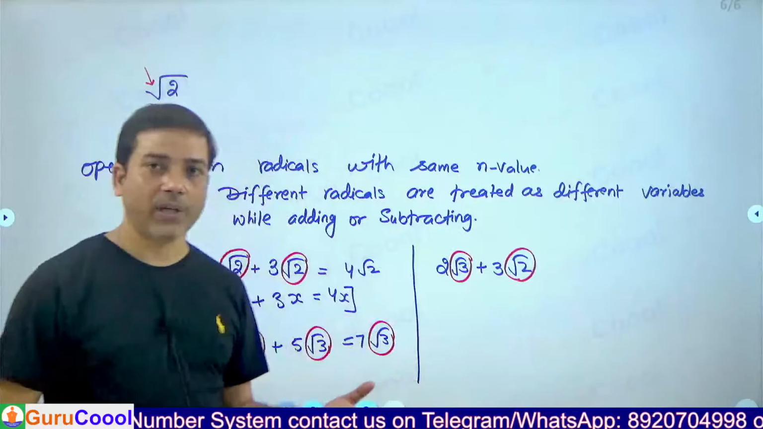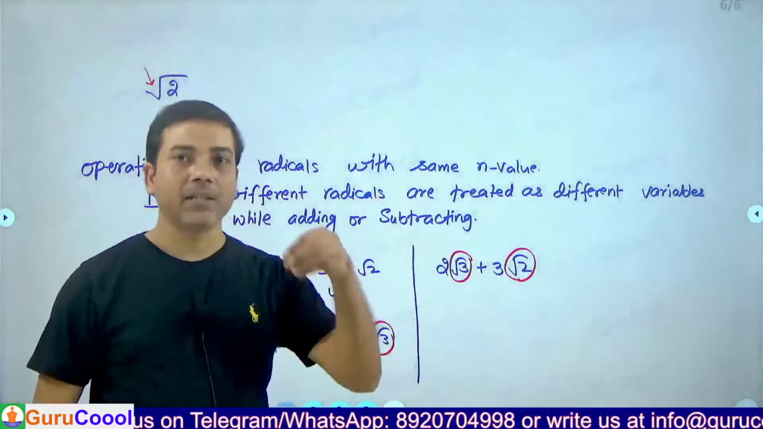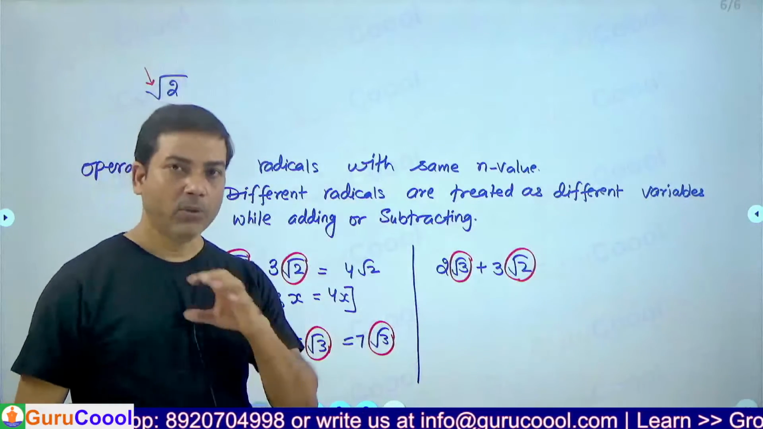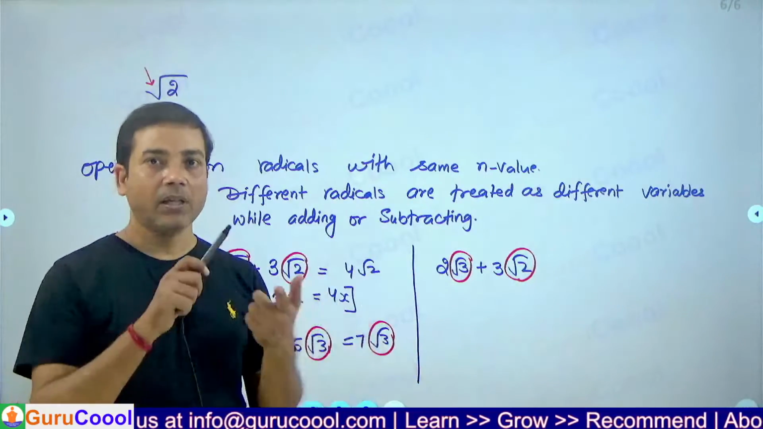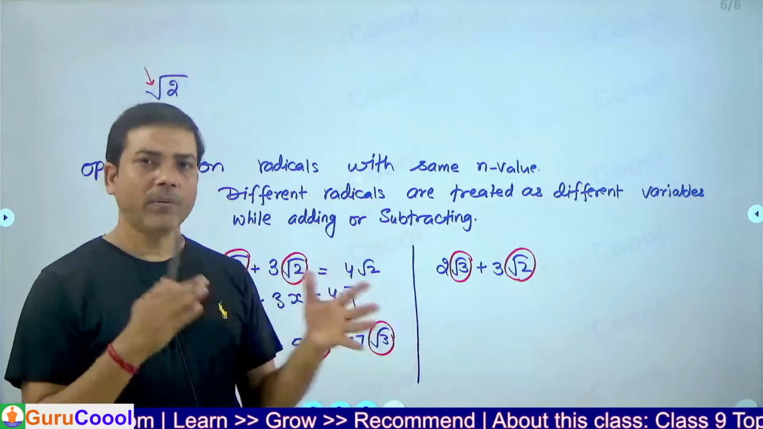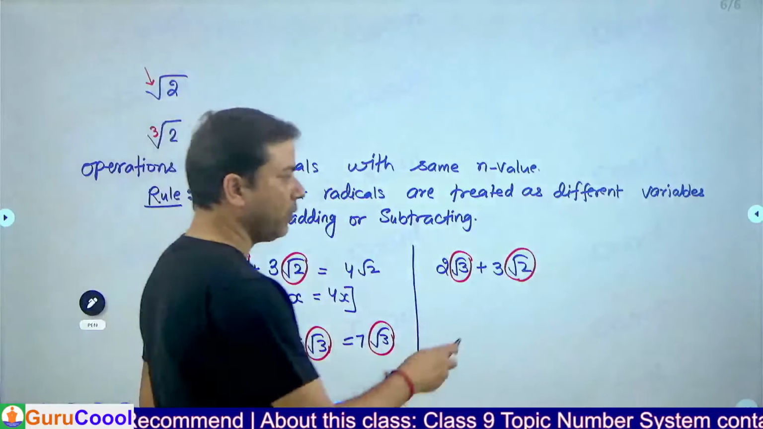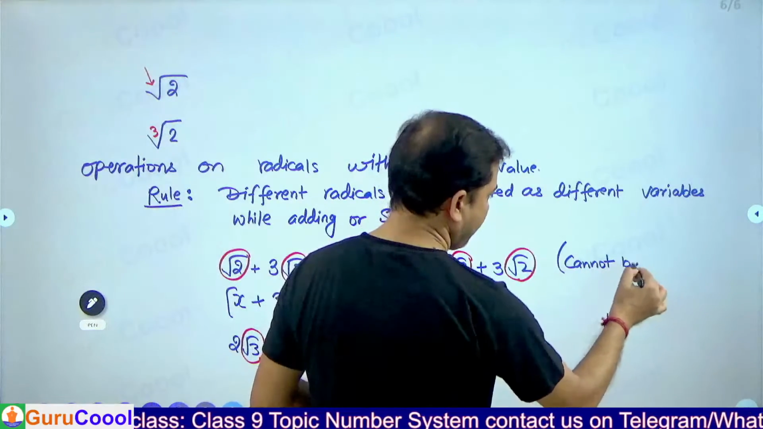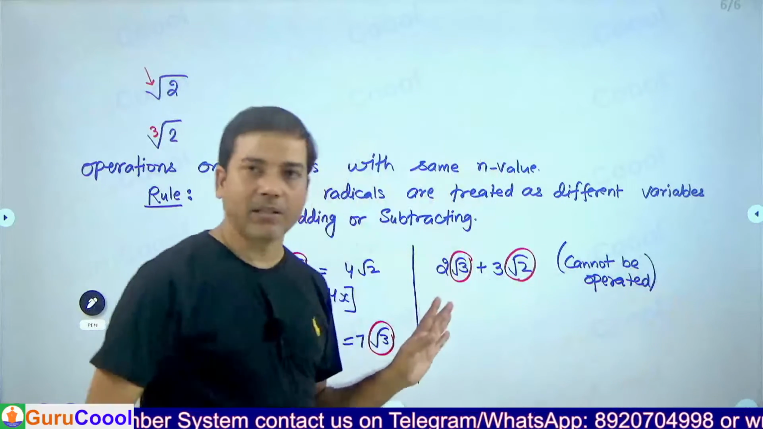Either the n value is different, there will be different radicals, or the number inside the root sign is different, there will be a different radical. No matter which one, any one of the two, either the n value or the number inside the square root, if any of them is different, it is a different radical. Different radicals can't be operated. We cannot operate. So we leave it as it is.